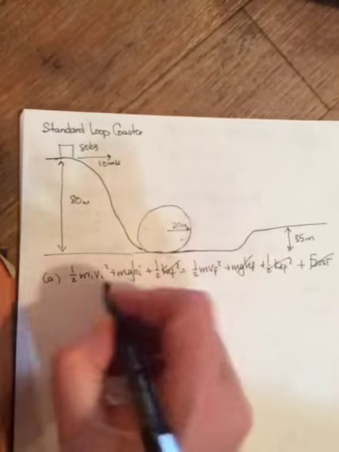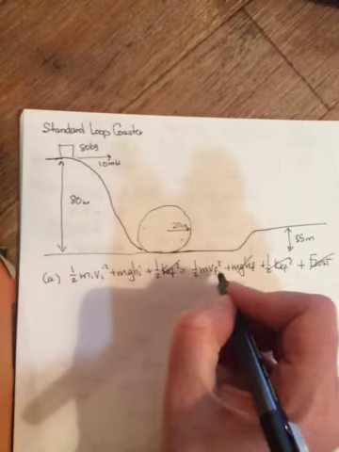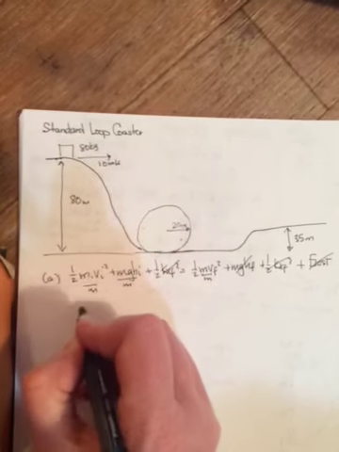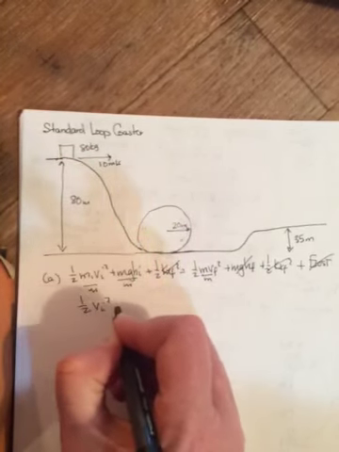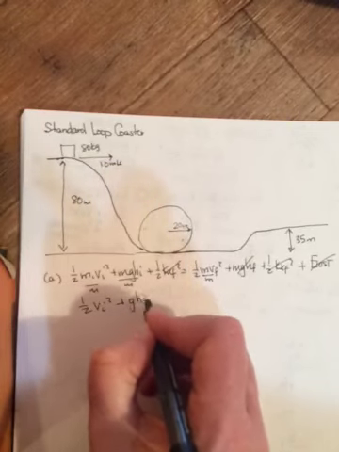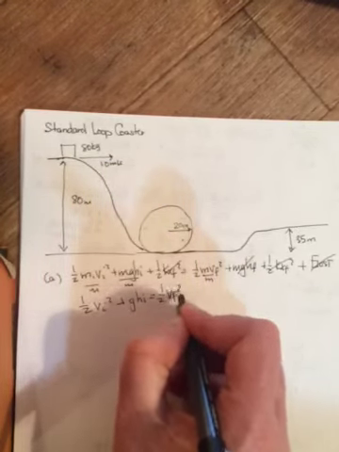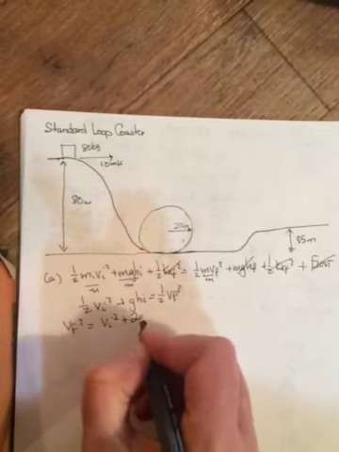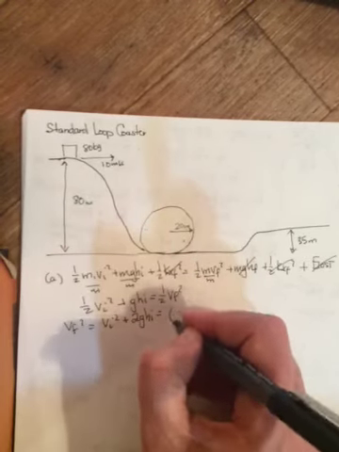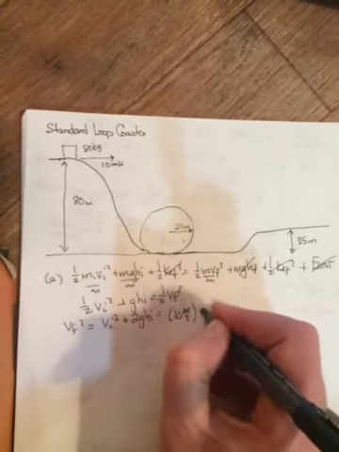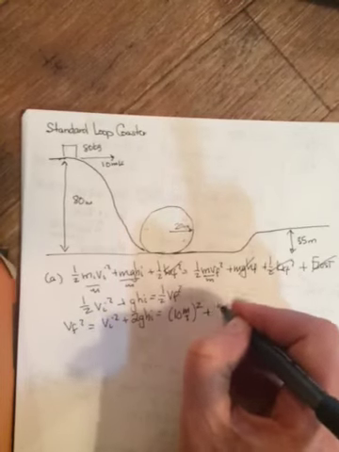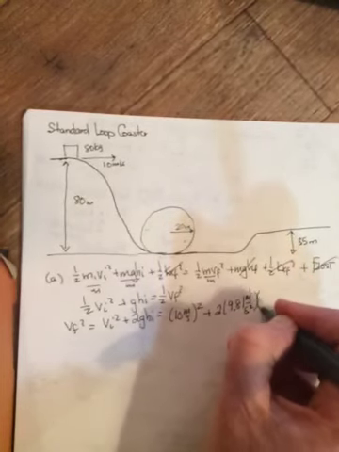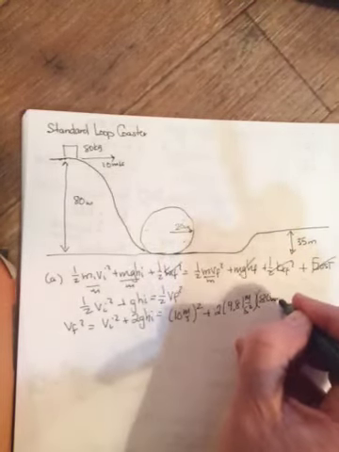So I would divide everything by m and multiply by 2, right? Because if we divide by m, this m goes, this m goes, this m goes. So you would have 1/2 v initial squared plus g h initial equals 1/2 v final squared. So multiply everything by 2, and you get v initial squared plus 2 g h initial. Fill in your numbers. V initial is 10 meters per second, squared should be about 100, plus 2 times 9.81 meters per second squared, times the height, which is 80 meters.